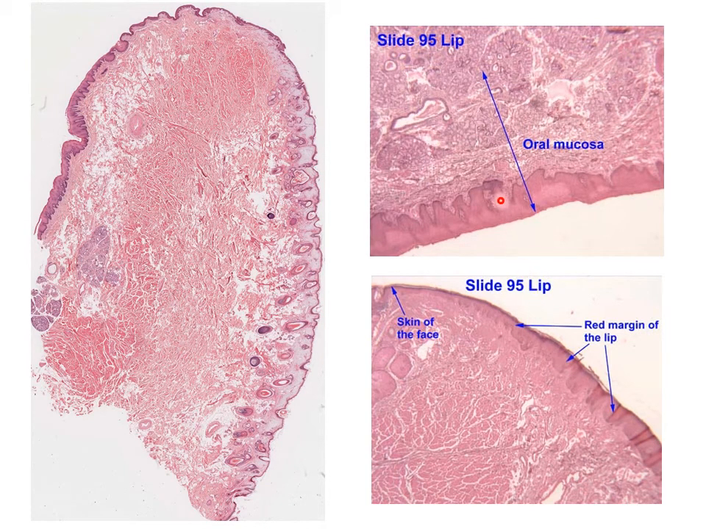Here is the skin surface with epidermis, and that's already the red margin of the lip with high papillae of the lamina propria. Oral mucosa. If we zoom in on this portion of the slide, we see that the epithelium is stratified, squamous, non-keratinized. In the submucosa, as I said already, there are small salivary glands. So, the lip of the baby.